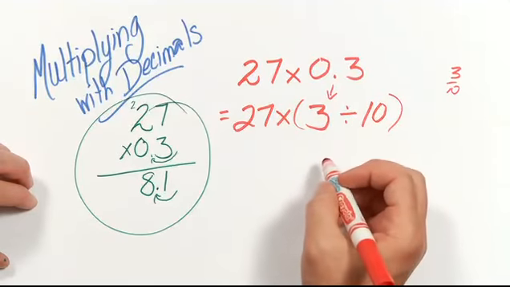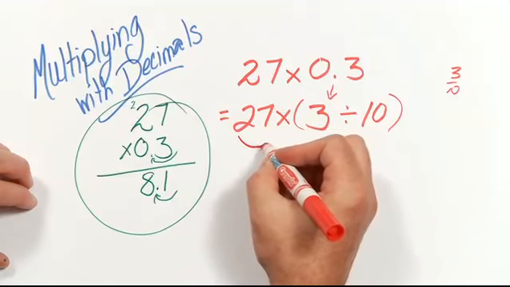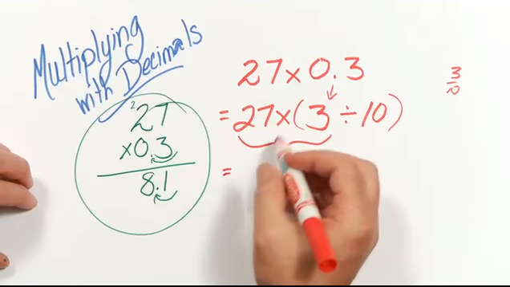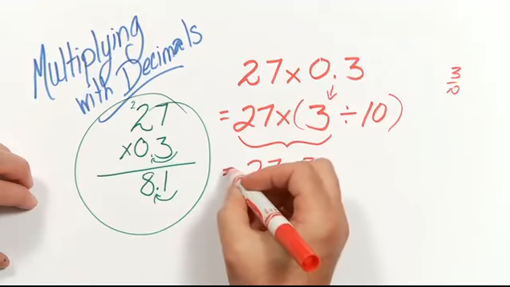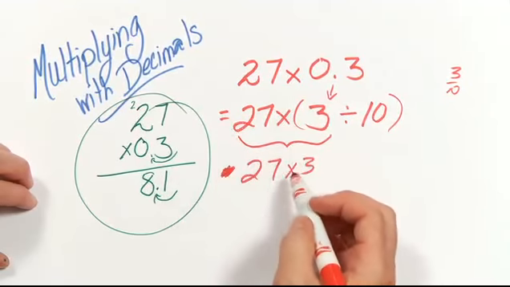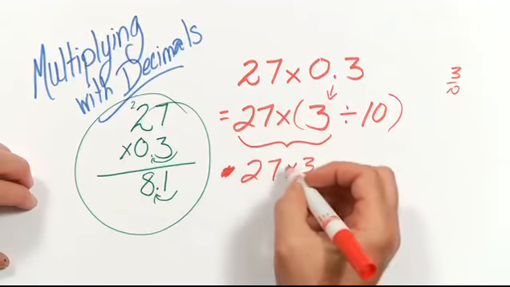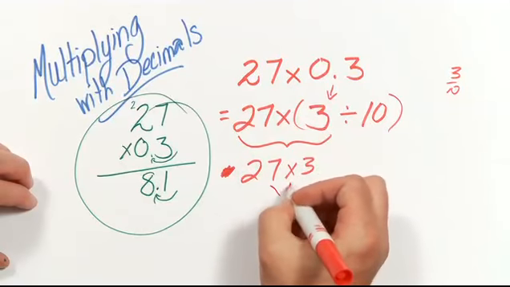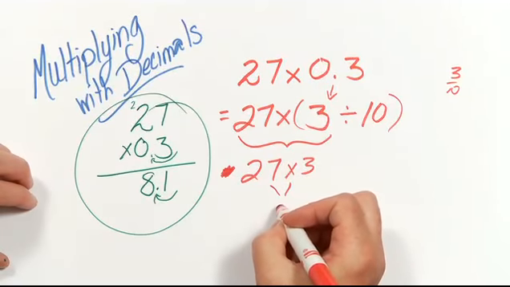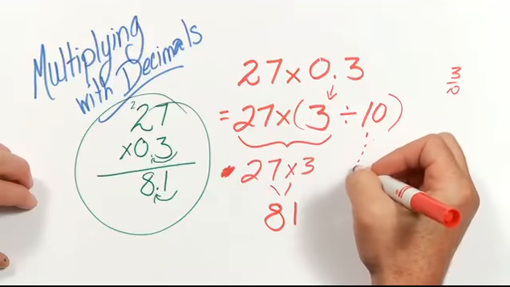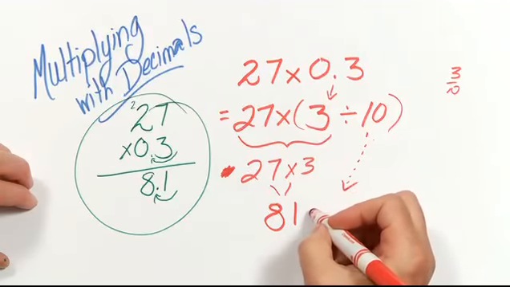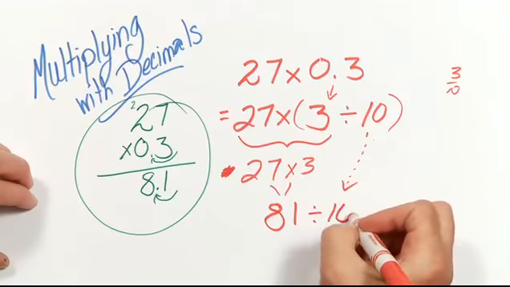So what we're doing here is we're actually doing this first: 27 times 3. I won't put an equal sign because what I'm going to do doesn't actually equal that sentence there. 27 times 3 equals 81. And then I'm going to take that and I'm going to divide it by 10.